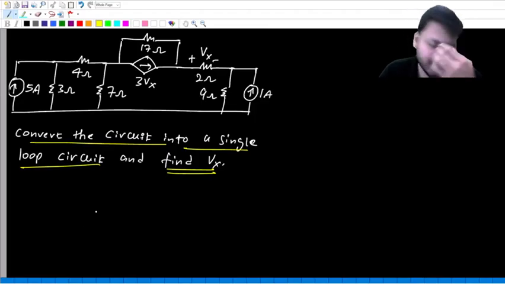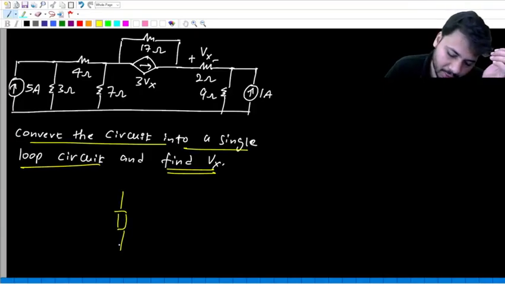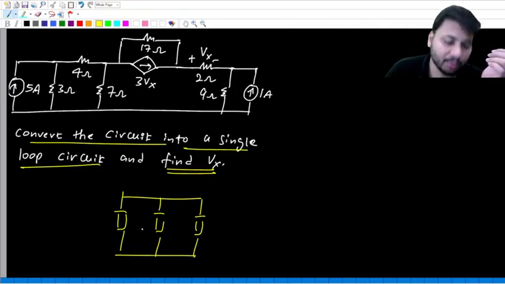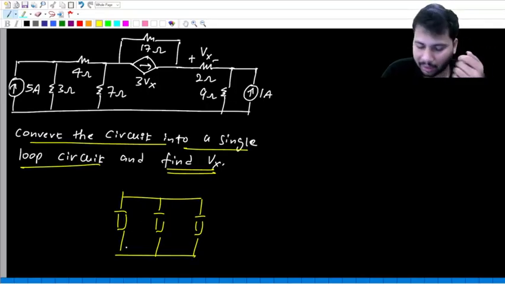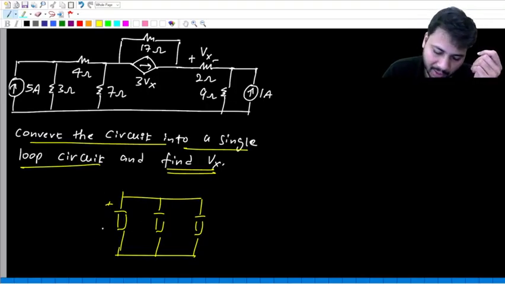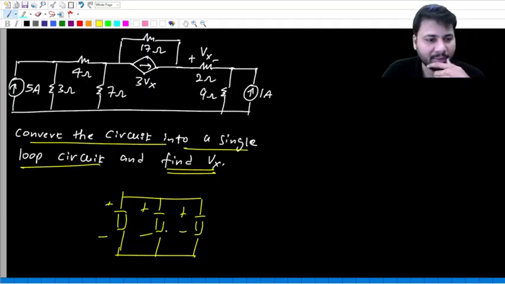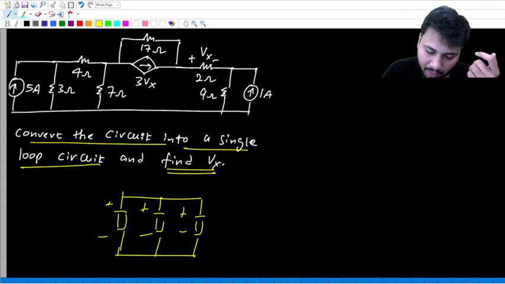The other convenient circuit is the single node pair circuit. In a single node pair circuit, all elements are connected between the same two nodes. What is the good thing about the single node pair circuit? All elements will be in parallel, so all elements will have the same voltage drop. So the only thing you have to do is write KVL either at this point or at this point.